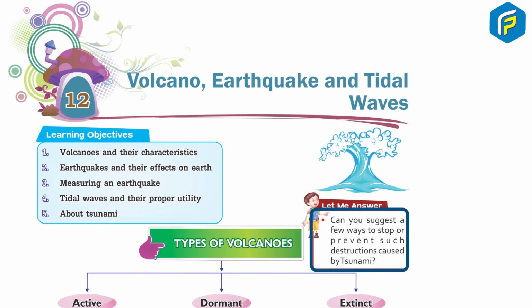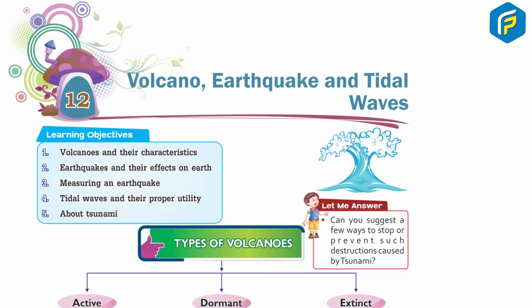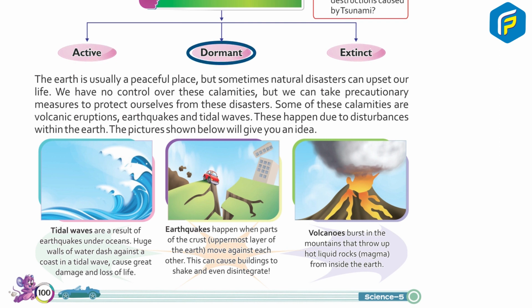Let me answer: can you suggest a few ways to stop or prevent such destruction caused by tsunamis? Types of volcanoes: active, dormant, extinct.